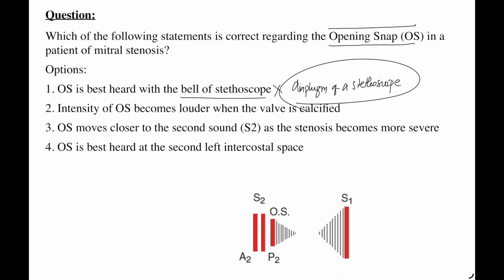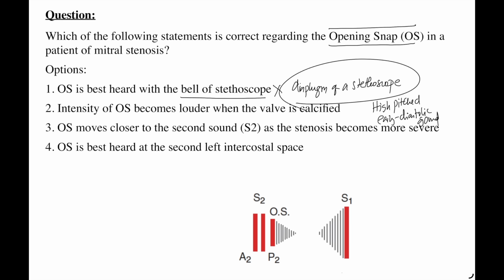So opening snap is a loud sound. It is heard best with the diaphragm of a stethoscope. It is a high-pitched sound, and it's an early diastolic sound. It is not mid-diastolic, it is an early diastolic sound. That's why it is high pitched.